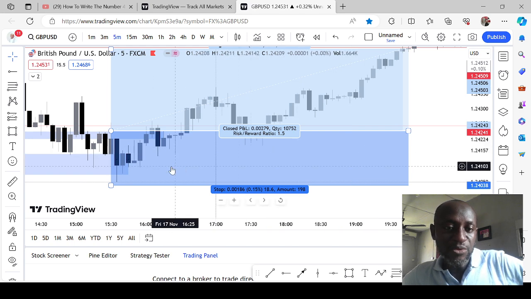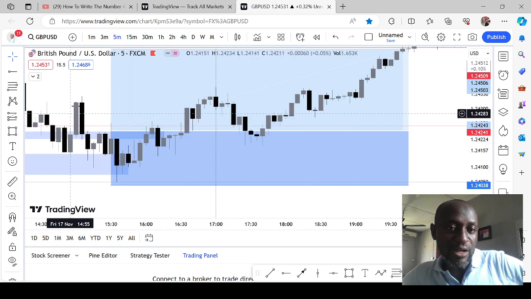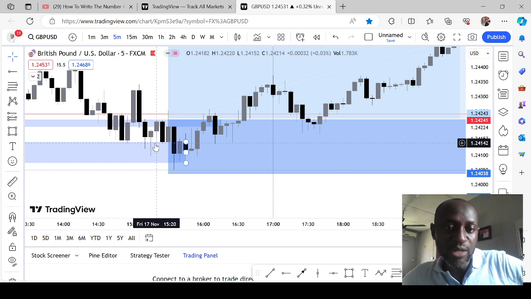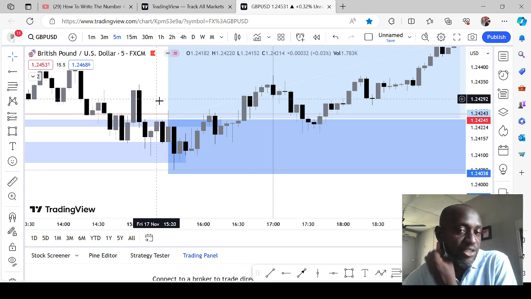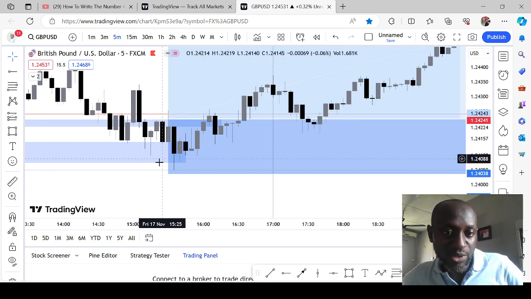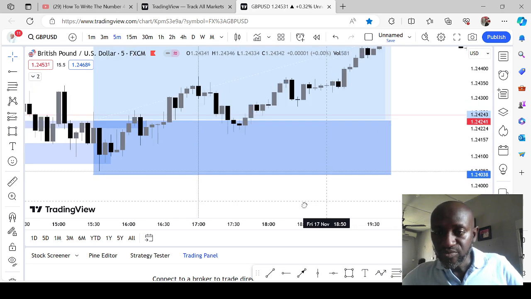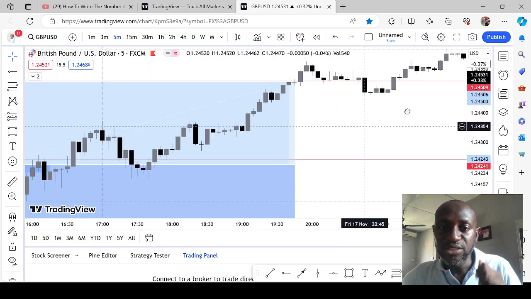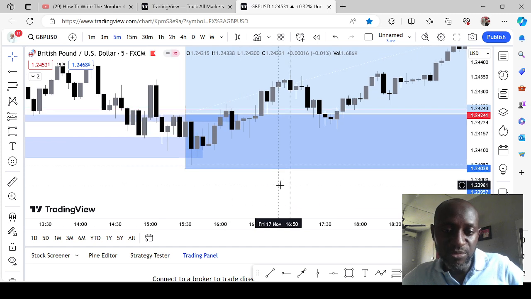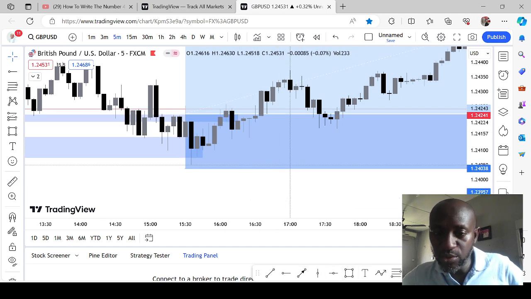So in this case, I'll have entered at this, I'll have entered again at this other block. I'll have entered again at this fair value gap, this other block. That's what I do. I share my entry, fair value gap and the order block. So I risk 1%. Then imagine I entered from this order block here.